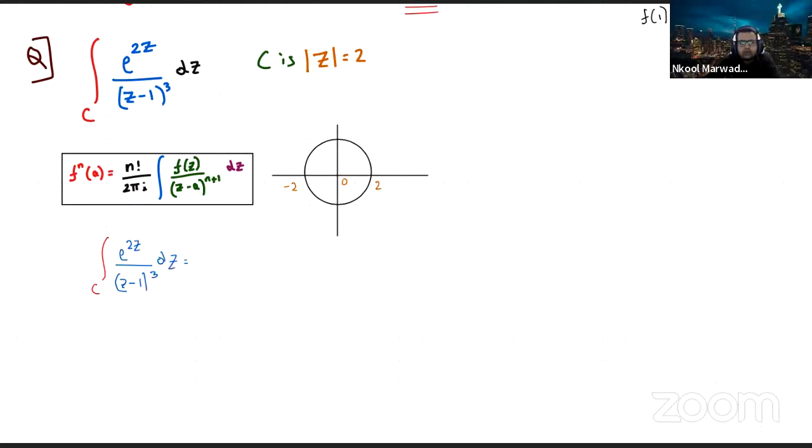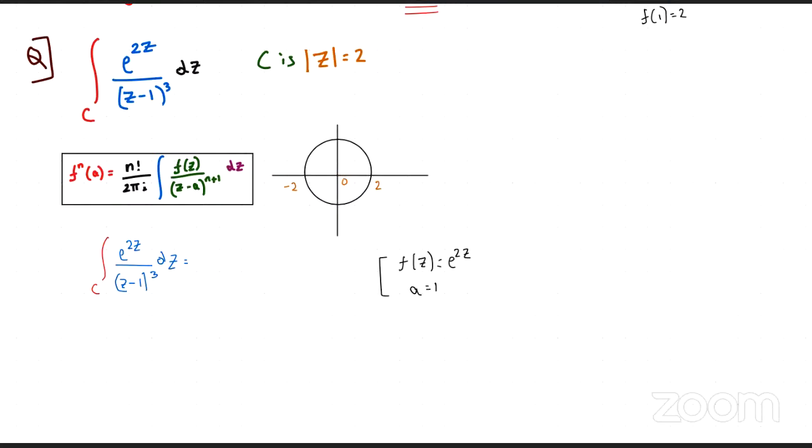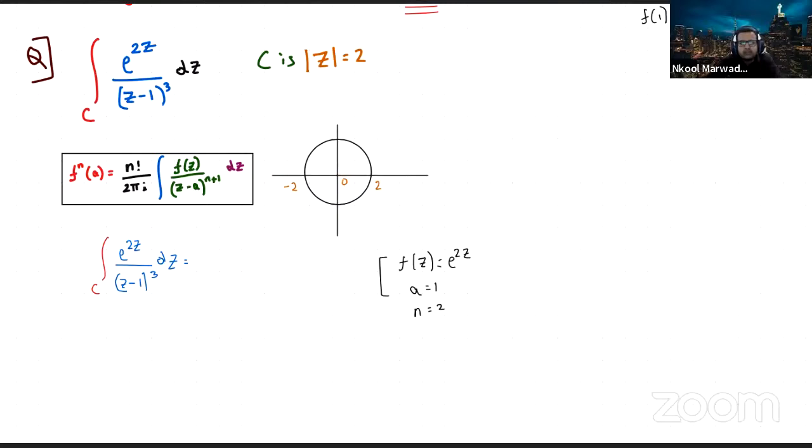Before that, let us do the mapping of f of z according to the formula. The function we have, f of z, is e to the power of 2z. a is 1, because in the denominator we have z minus 1. The power is 3, and the power is n plus 1, so n plus 1 is 3, so n is 2.